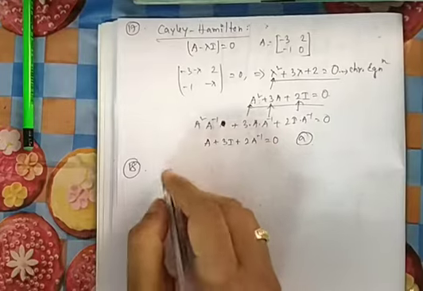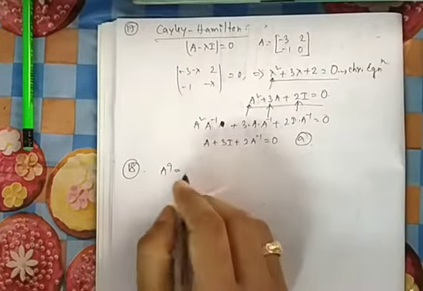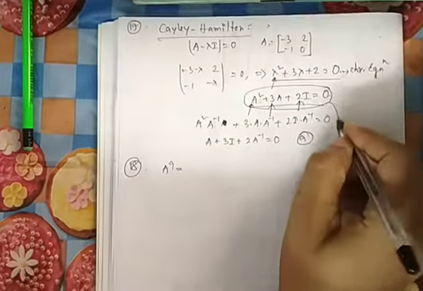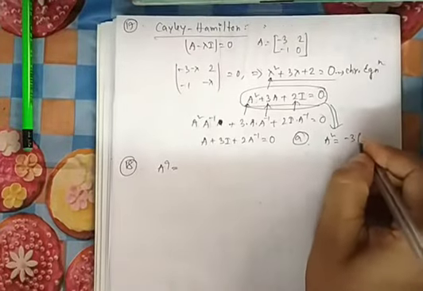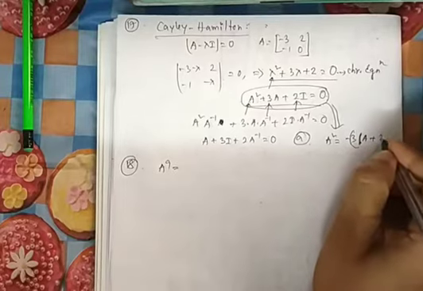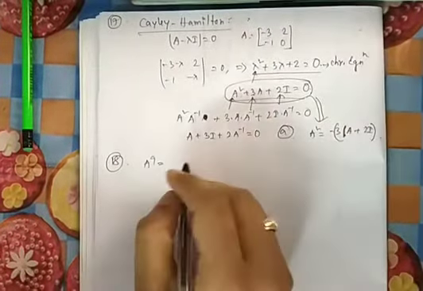Here it is asked to find A to the power 9. Now how to find A to the power 9? You need to use this expression. If you use this expression, from here what will A square be? A square equal to minus 3A minus 2I. If you take the minus outside, then it is minus of 3A plus 2I.